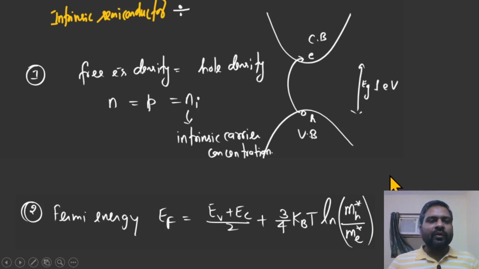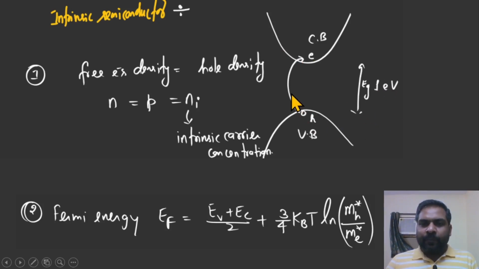In this video we are going to discuss intrinsic semiconductor and extrinsic semiconductor. Especially we will discuss the n-type semiconductor. So intrinsic semiconductors are pure elements and have an energy gap of around 1 electron volt.